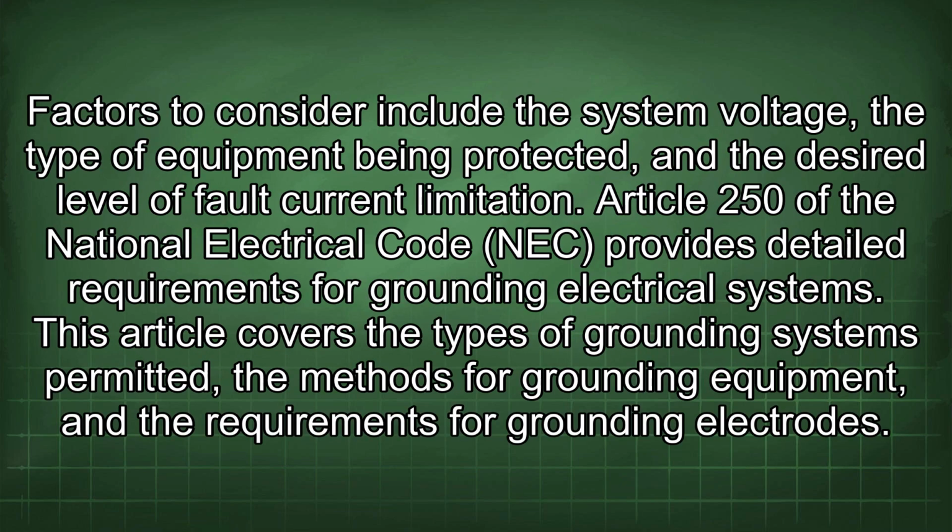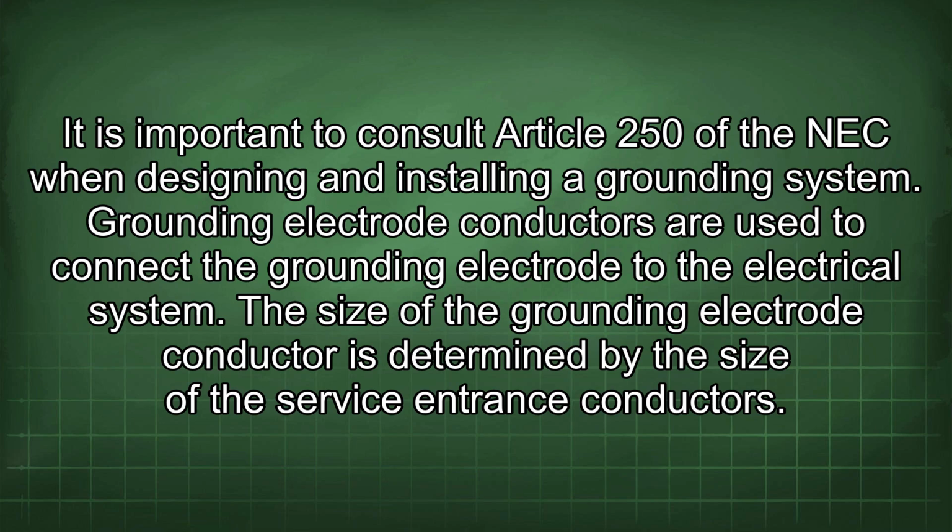Factors to consider include the system voltage, the type of equipment being protected, and the desired level of fault current limitation. Article 250 of the National Electrical Code (NEC) provides detailed requirements for grounding electrical systems. This article covers the types of grounding systems permitted, the methods for grounding equipment, and the requirements for grounding electrodes. It is important to consult Article 250 of the NEC when designing and installing a grounding system.